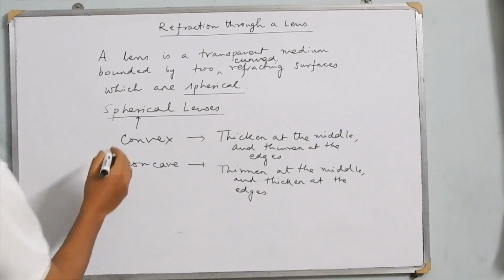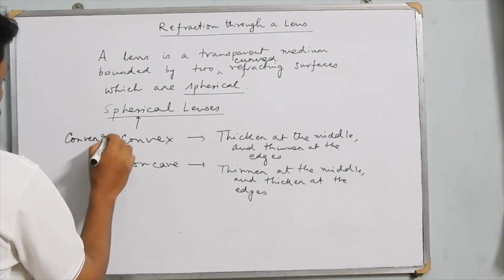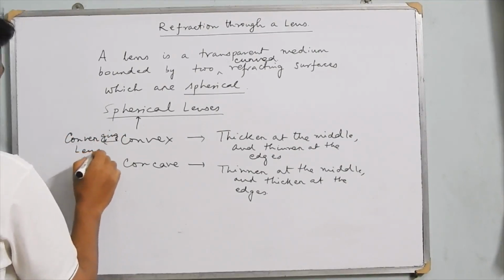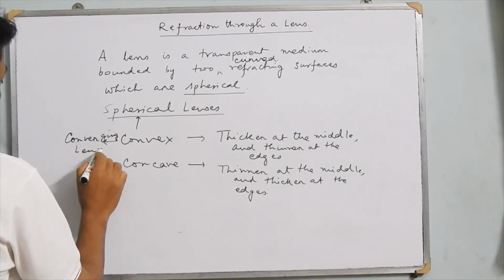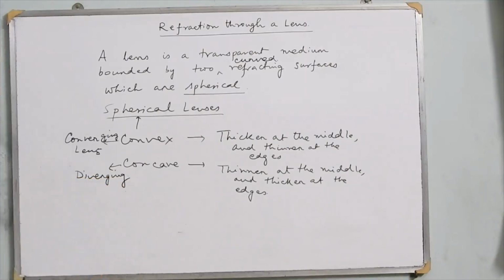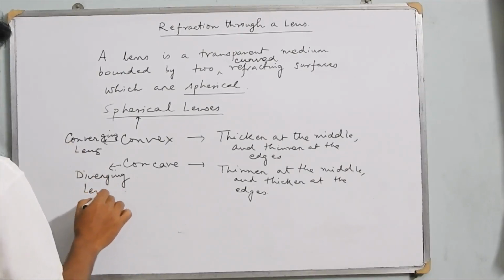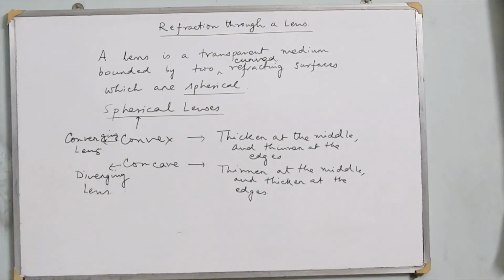A convex lens is also called a converging lens, and a concave lens is also called a diverging lens. So converging and diverging refer to the action of the lens, that means how the rays that are incident on the particular lens will deviate. On that basis, the lens is called a converging or diverging lens, and that will be clear through ray diagrams.